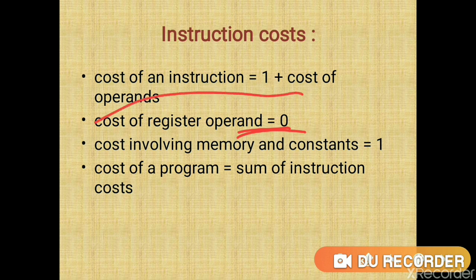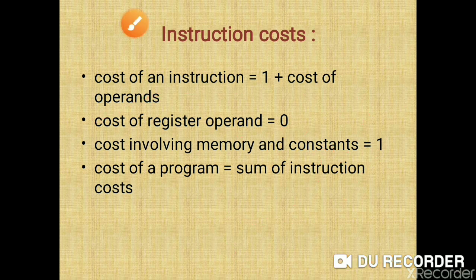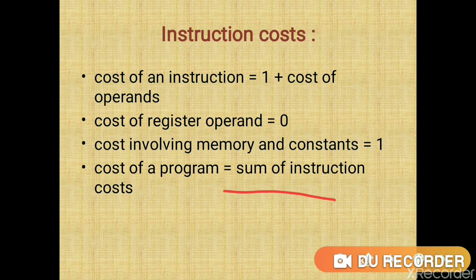Now, cost involving memory and constant. If at all memory and any constant value like a, b, x or y, any constant value, its cost is considered as 1. Now the cost of the program: if we are given a program or a particular expression and want to calculate the instruction cost, the cost of the program is the sum of the instruction costs.